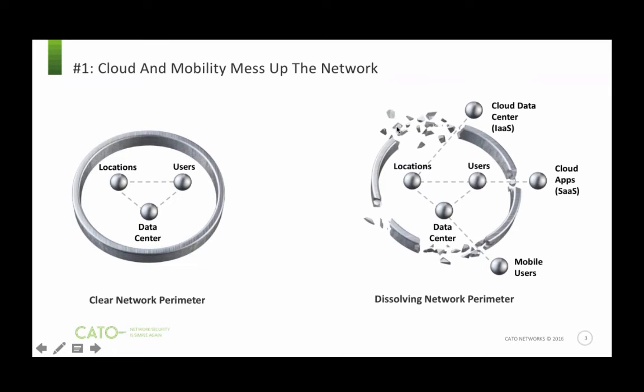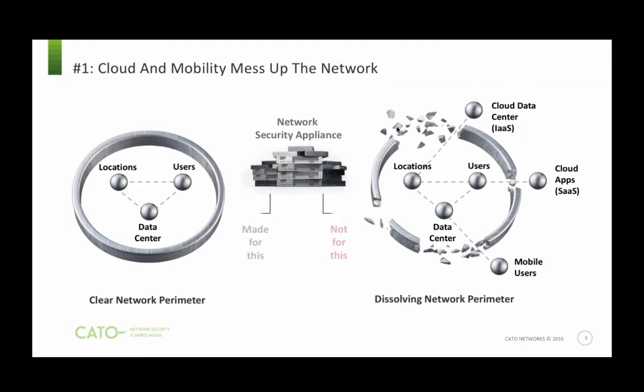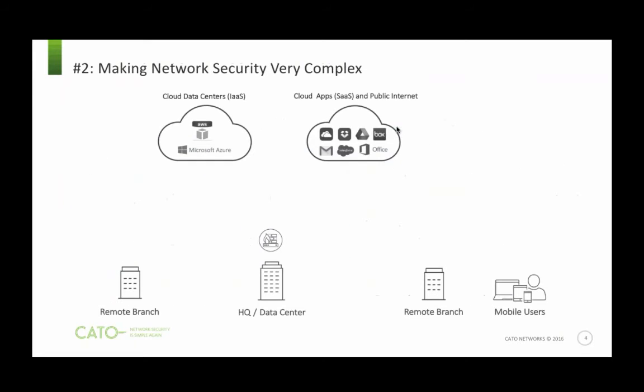And now what we have is a dissolving perimeter. We have data, people, both inside and outside the perimeter. The perimeter is gone. And when we are using the hardware-based network security solutions, they're really designed to protect clearly defined perimeters and not this convoluted mess that we have today. And this manifests in a lot of very obvious ways in the enterprise.